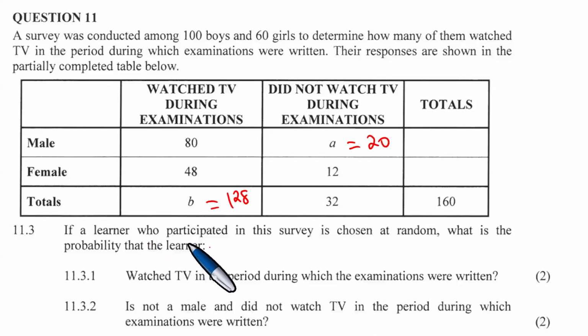We still have 100 boys and 60 girls. Some were watching TV during examinations, but some did not watch TV during examinations. If a learner who participated in this survey is chosen at random, what is the probability that a learner watched TV in the period during which the examinations were written? What is the probability? It is 2 marks. I'm giving you 2 minutes.